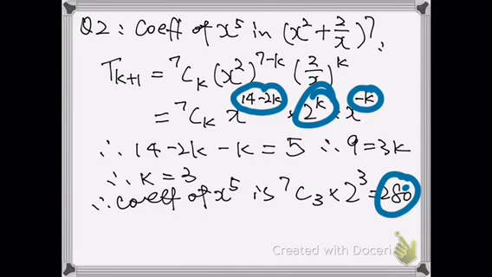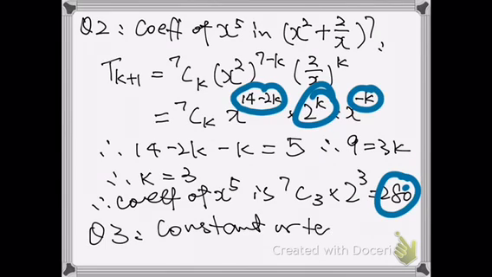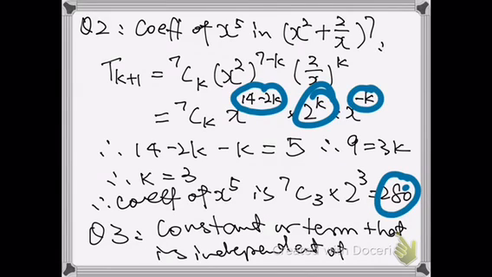Next question, we are looking at the constant term. That's question 3. Constant term, in this course, sometimes we use the terminology, the term that is independent of x. So constant, or term that is independent of x. Just going to go to the next page.